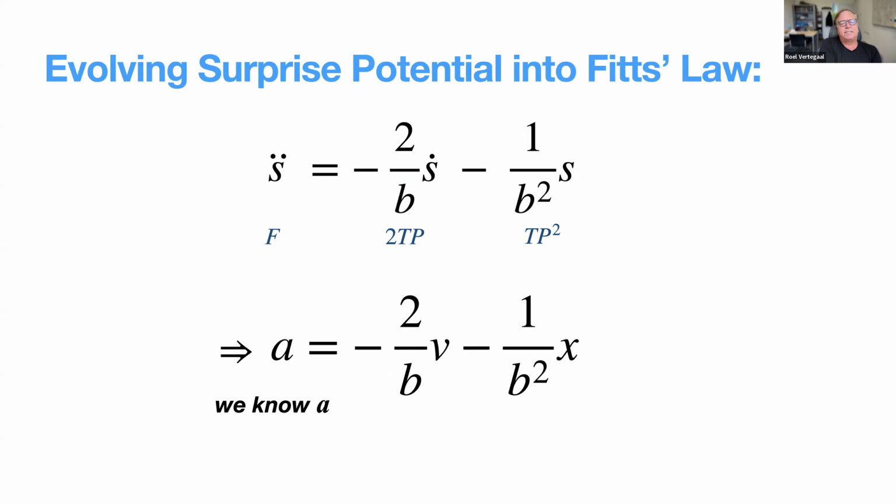So if we rearrange this equation, we get acceleration equals 2 over b v minus 1 over b squared x, where x is the displacement, which should actually be s, which you see on top. Now we know a. Why? Because we're reading a from the surprise potential. We just take the derivative, and that's our a, and that means we can solve the rest of the equation.